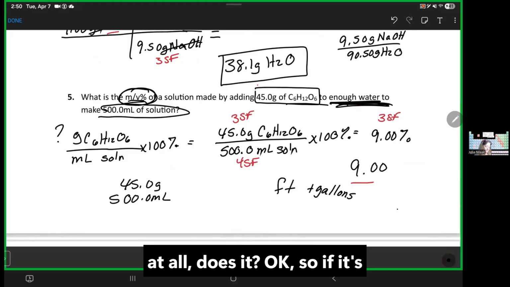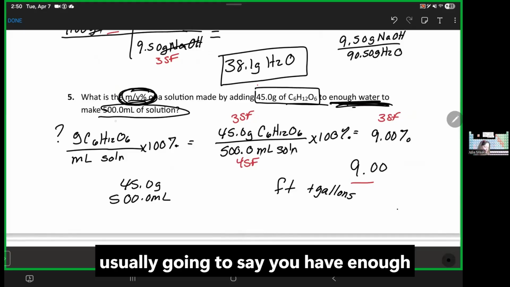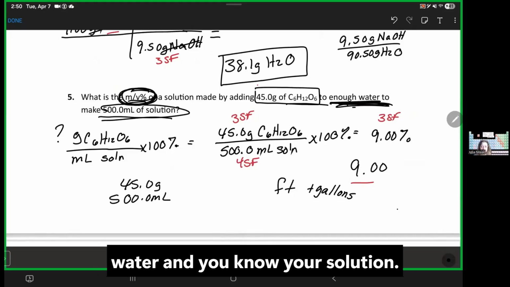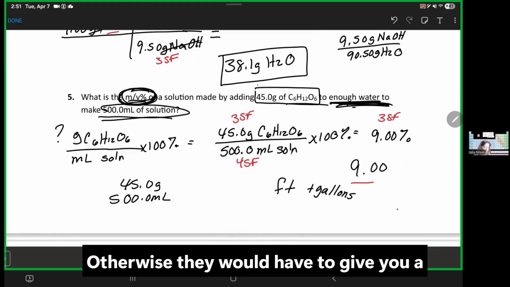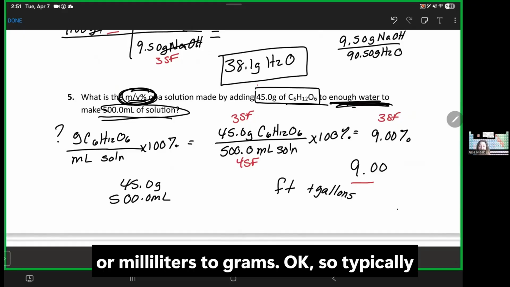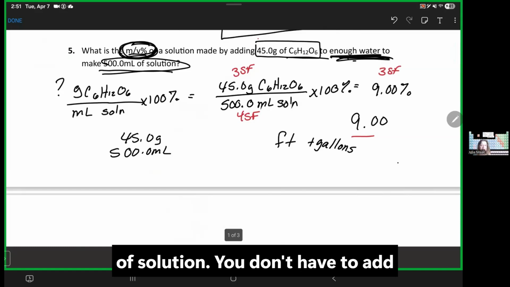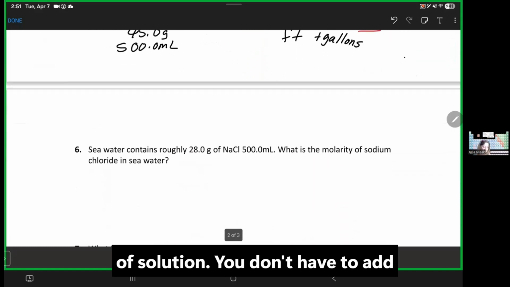Okay, so if it's mixing the mass and the volume, they're usually going to say you have enough water and you know your solution. Otherwise, they would have to give you a density to get from grams to milliliters or milliliters to grams. Typically mass volume, they'll give you your volume of solution. You don't have to add any water.